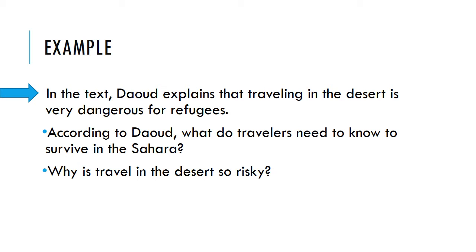In the text, Daoud explains that traveling in the desert is very dangerous for refugees. According to Daoud, what do travelers need to know to survive in the Sahara? Why is travel in the desert so risky? If you look at the blue arrow, it's pointing to the prompt, or the setup. Notice this isn't really asking you any kind of question, but it is providing you with some information to help guide you in your answer. The second arrow is showing you two bullet point questions. Both are required in order to answer the question successfully.